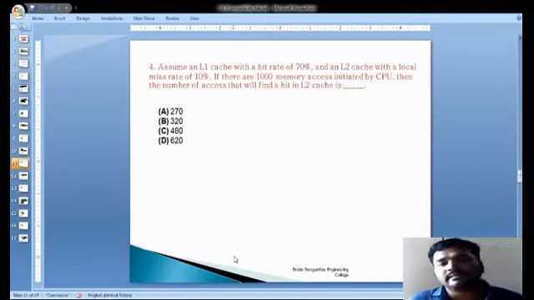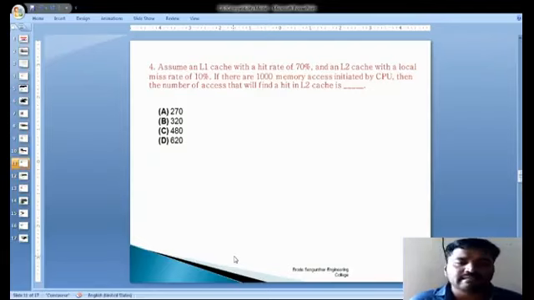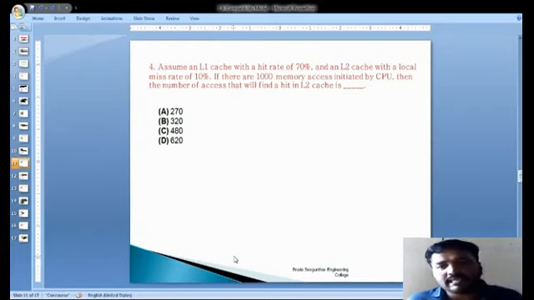So you are given a system, the system is having L1 cache and L2 cache. So primary and secondary cache. The primary cache is having the hit rate of 70%. The secondary cache is having local miss rate of 10 percent. Hit rate is 70, miss rate is 10 for different caches L1 and L2. So if there are 1000 memory accesses that are initiated, in how many accesses will we find a hit in L2 cache? Because in L2 miss rate is given, in L1 hit rate is given. They are asking about hit rate of L2 cache.